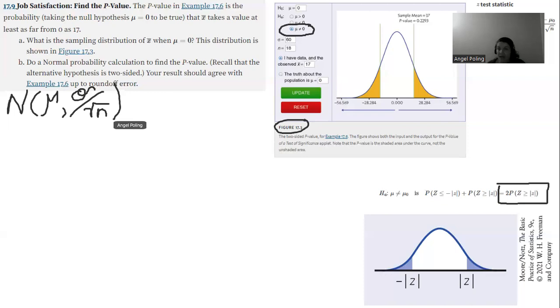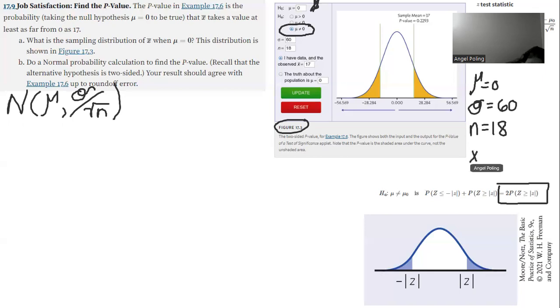So we have to find our pieces, right? We have mu equals 0 in the first box. We have sigma equals 60. We have n equals 18. And we may as well grab it. We have our x bar equals 17. And I got all of this from the figure itself.